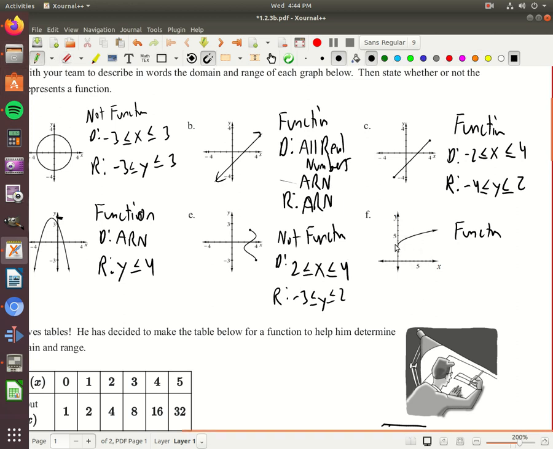So again, if I only have 1 boundary, I only need 1 equation. So my domain, I'll say x is greater than or equal to 0, right? Whereas my range, again, I only have 1 boundary. It goes as high as it wants to go, slowly, but it goes up forever. But down, the lowest it'll go right there is at 3. So I'll say y is greater than or equal to 3.